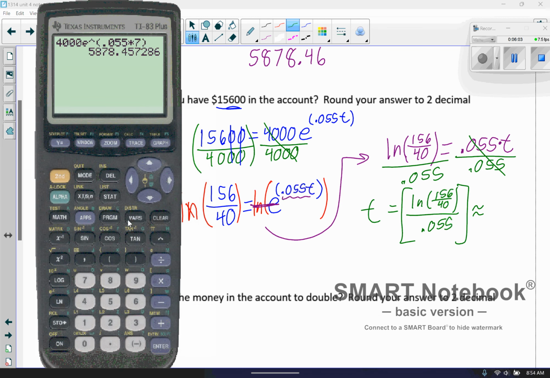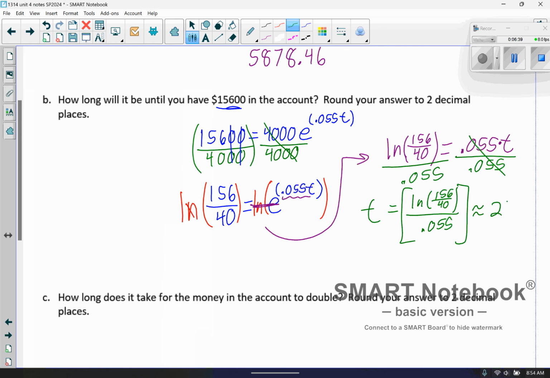Let's see. So I have to start with the natural log of 156 divided by 40, and then close that parentheses right there, and then divided by 0.055. And so let's see, I'm going to throw out a guess here. It's probably going to be around 20 years, I think, maybe give or take. Let's see. Okay, 24.7, we're going to have to round that to 24.75 years.